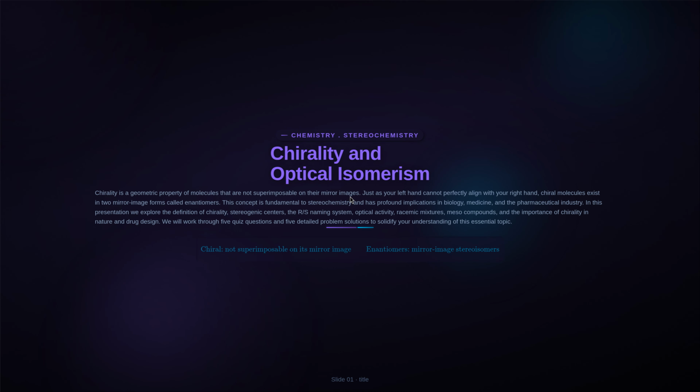Welcome to our presentation on chirality and optical isomerism. Chirality is a geometric property of molecules that are not superimposable on their mirror images. Just as your left hand cannot perfectly align with your right hand, chiral molecules exist in two mirror image forms called enantiomers. This concept is fundamental to stereochemistry and has profound implications in biology, medicine, and the pharmaceutical industry.